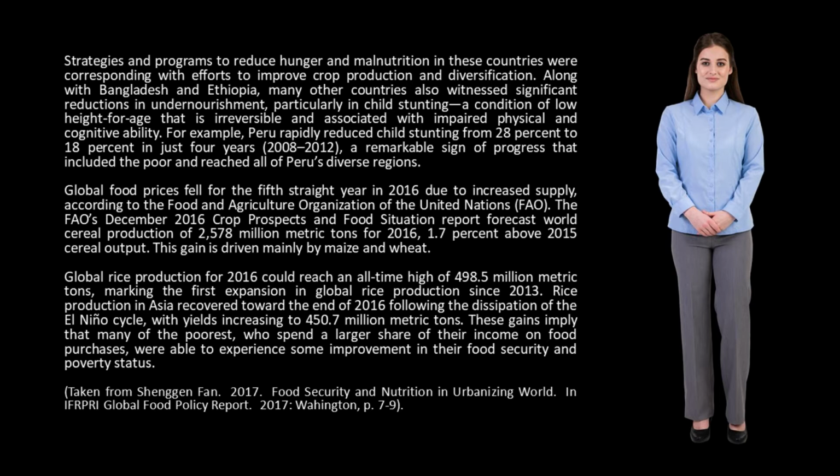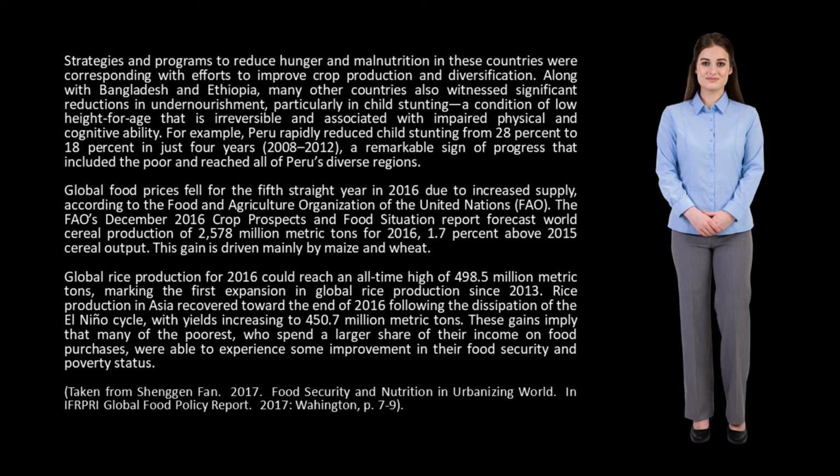Global food prices fell for the 5th straight year in 2016 due to increased supply, according to the Food and Agriculture Organization of the United Nations, FAO. The FAO's December 2016 Crop Prospects and Food Situation report forecast world cereal production of 2,578 million metric tons for 2016, 1.7% above 2015 cereal output. This gain is driven mainly by maize and wheat.